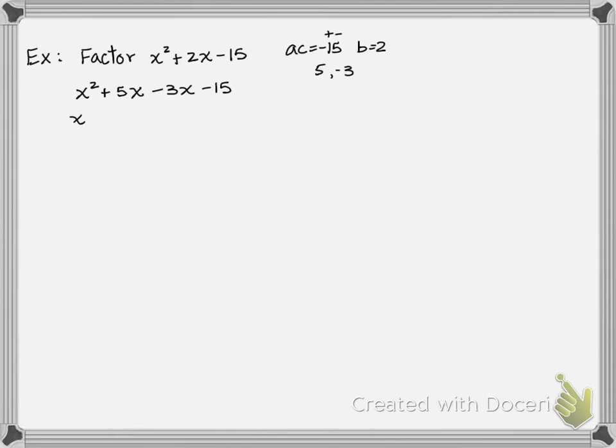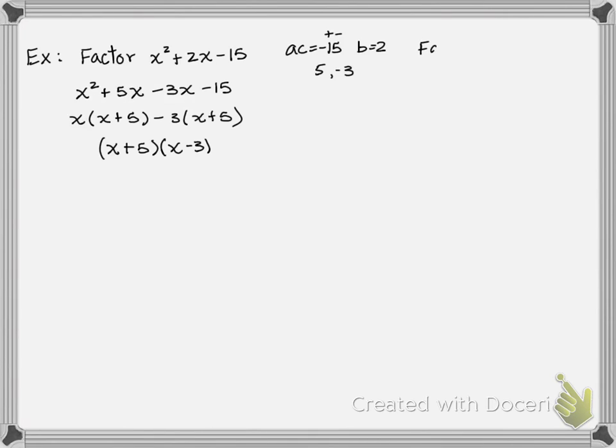So to factor x squared plus 2x minus 15, I say that AC is negative 15, that B is 2, I need a positive and a negative, the numbers are 5 and negative 3, so x squared plus 5x minus 3x minus 15, x times x plus 5 minus 3 times x plus 5 gives me x plus 5 times x minus 3.